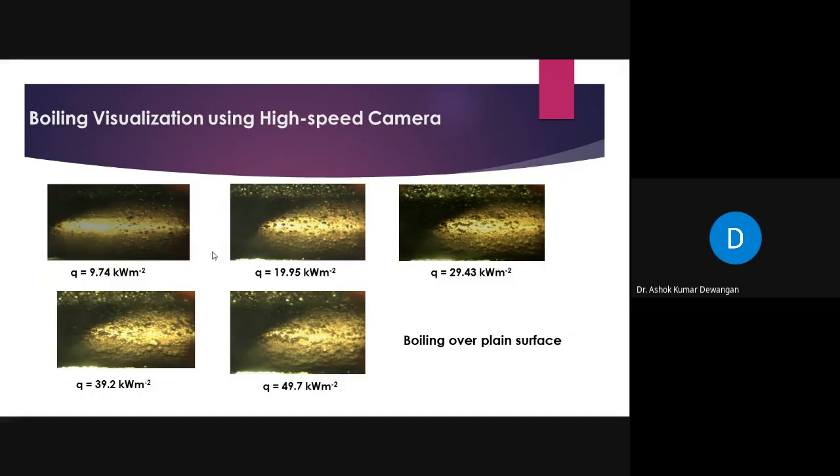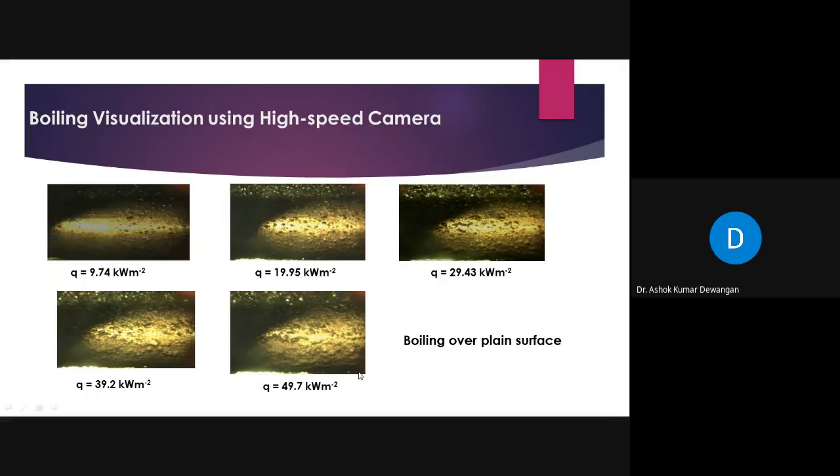As the heat flux increases from 10 to 50 kilowatt per meter square, the bubbles merge with each other and form a large bubble on the surface. These bubbles are continuously escaping into the liquid pool. At low heat flux, around 10 kilowatt per meter square, the bubbles form at certain parts of the surface, and the sites are nucleated over the whole surface.